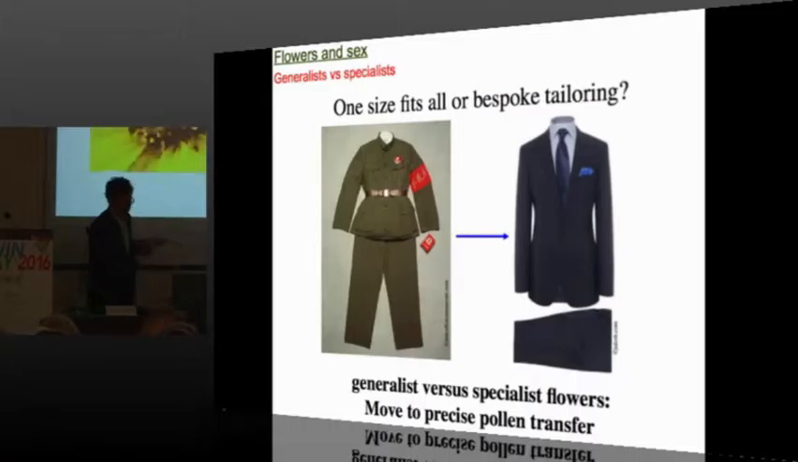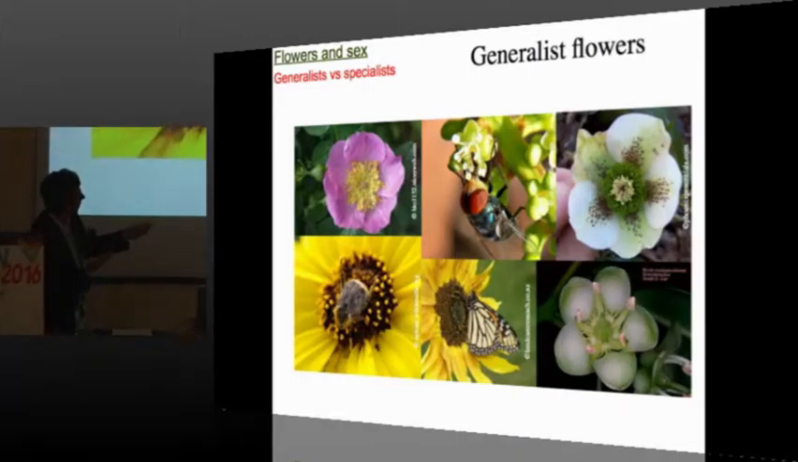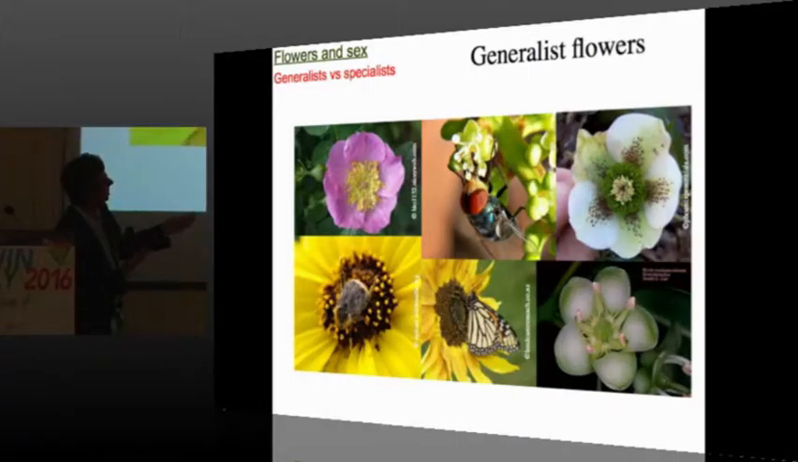So if we look at a generalist flower, which is quite common, it's a strategy that works in many ways. The flowers will be more or less shallow. This is a rose flower. It's a shallow structure with everything exposed. So you have stamens, carpels. There are also nectaries, as visible here, that can be easily accessed.